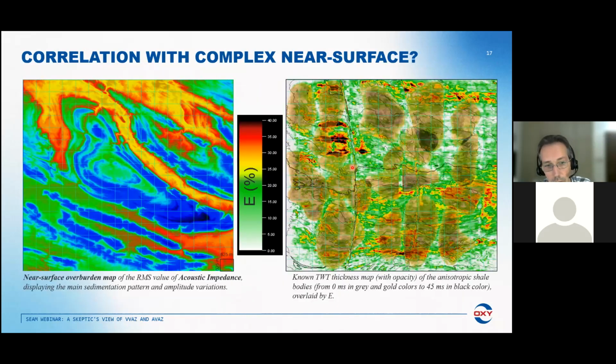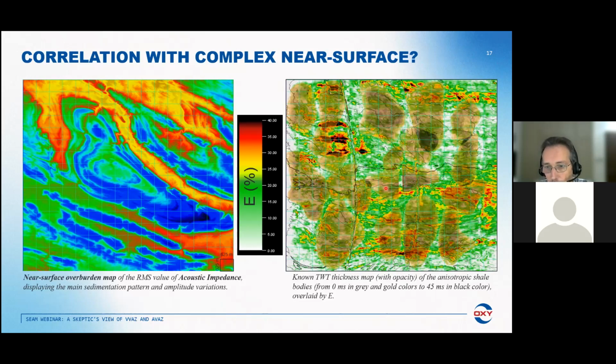So let's look at this in a bit more detail. Is there any correlation with the complex near surface? Because after all, that's where the energy starts and the waves start. So the way I represent the near surface overburden map here is an RMS value of the acoustic impedance, which I use as a proxy for reflection coefficients or amplitudes. And you can see these nice patterns here of that complex near surface.